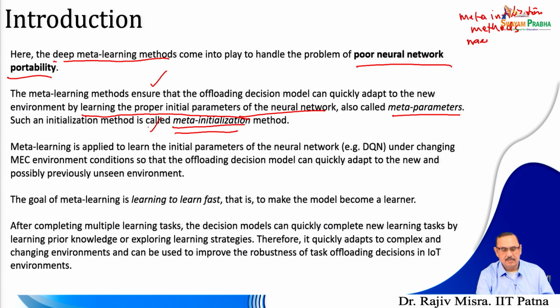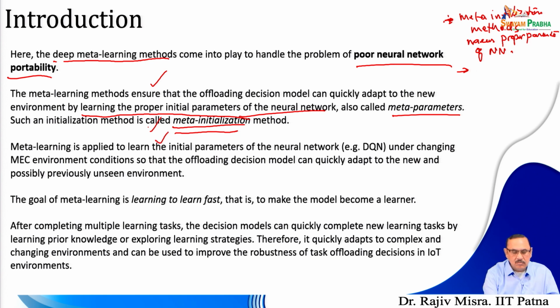Means with the proper parameters of neural network. Now, meta learning is applied to learn the initial parameters of the neural network, that is deep Q network, under changing MEC environment conditions, so that the offloading decision model can quickly adapt to the new and the previous and the possibly previously unseen environment.